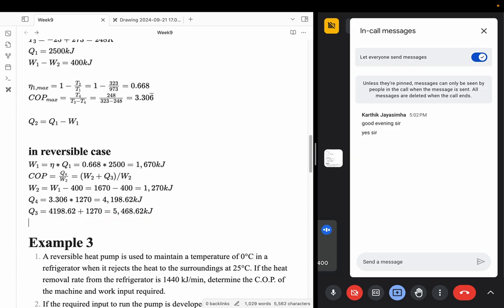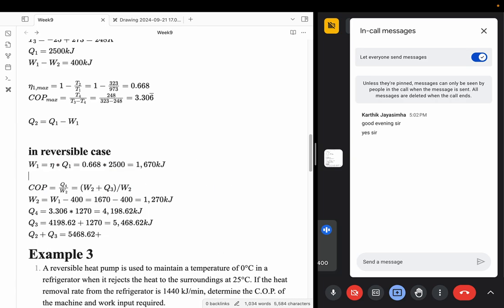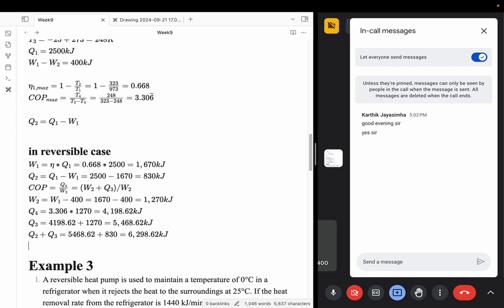Now we have both Q2 and Q3, so you can directly calculate Q2 plus Q3. I think I missed out the Q2 calculation. So once we have W1, you can calculate Q2 here as Q1 minus W1. Q1 is 2500 minus 67. This is for the case of a reversible one.